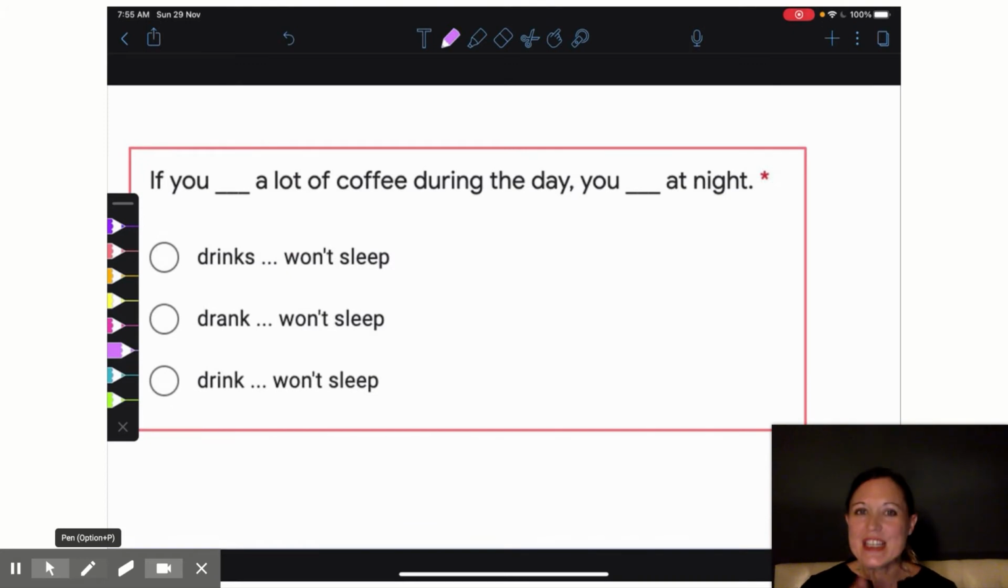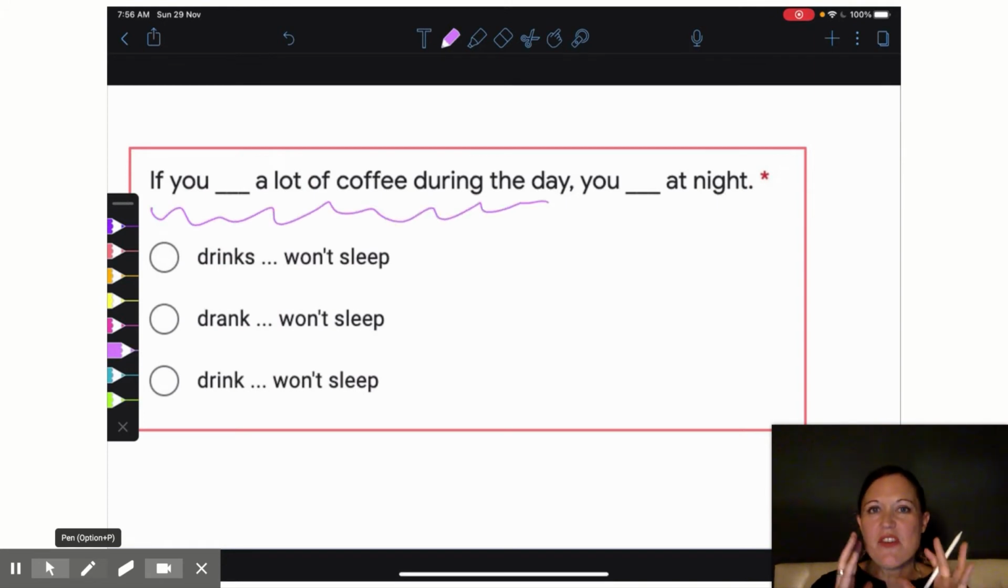All right, now we have an example, again, of kind of a result clause, but also a little bit of advice. You can see how they interact with each other. But again, if this condition is met, if you do this thing, this will be the result. And you see here we started with the if clause, so I do have a comma. So if you blank a lot of coffee during the day, you blank at night. So this is my keywords here.